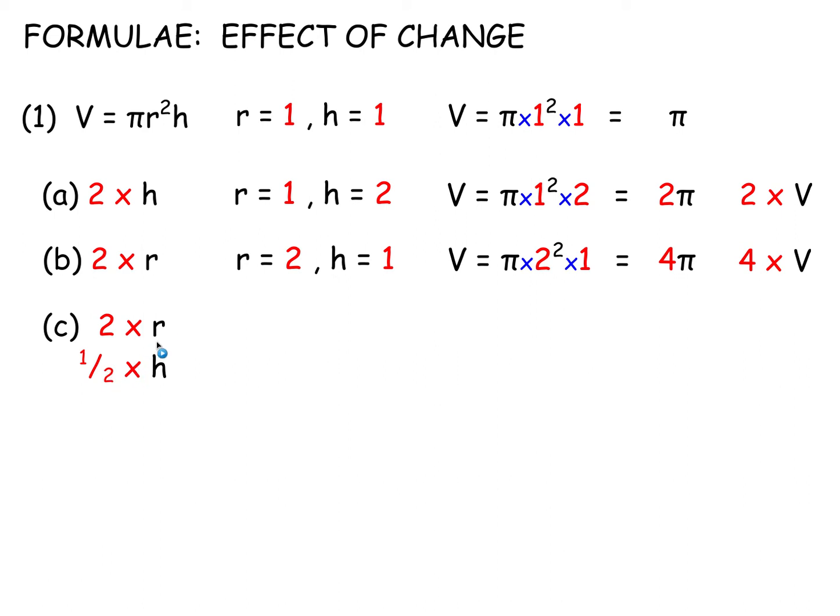Double the radius and half the height means making r 2 and h a half. Put that in, and this is 4 times a half, which is 2. The volume doubled. So as long as you pick easy numbers at the start, so we get an easy volume, you can quite easily double the height or double the radius, and it's still easy calculations.